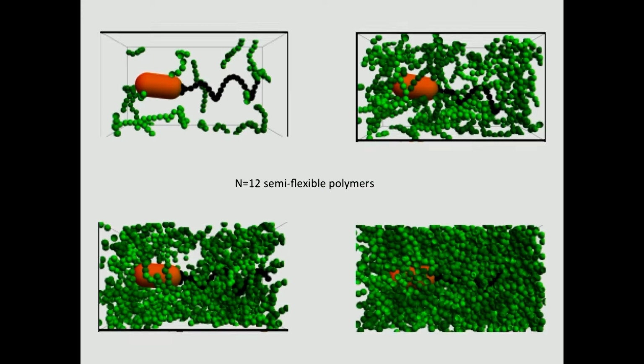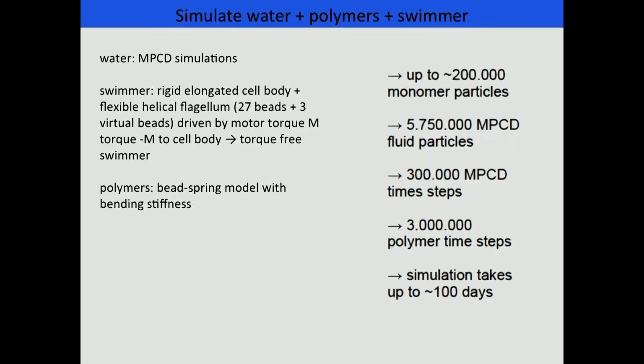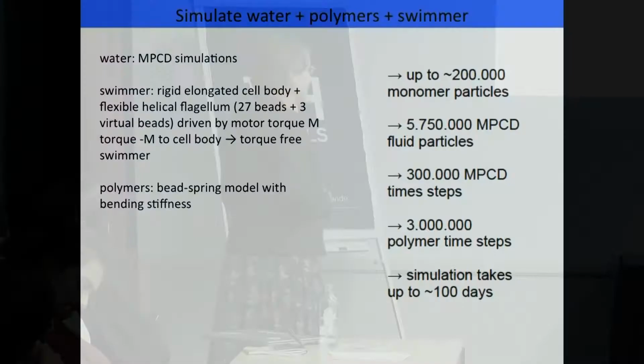Okay, so these are just pictures of what it looks like. We change the density of these different sorts of polymers, and these are the N equals 12 semi-flexible ones, and we do simulations with different densities, and these are the numbers. Okay, these are big simulations, watch the things get dense.